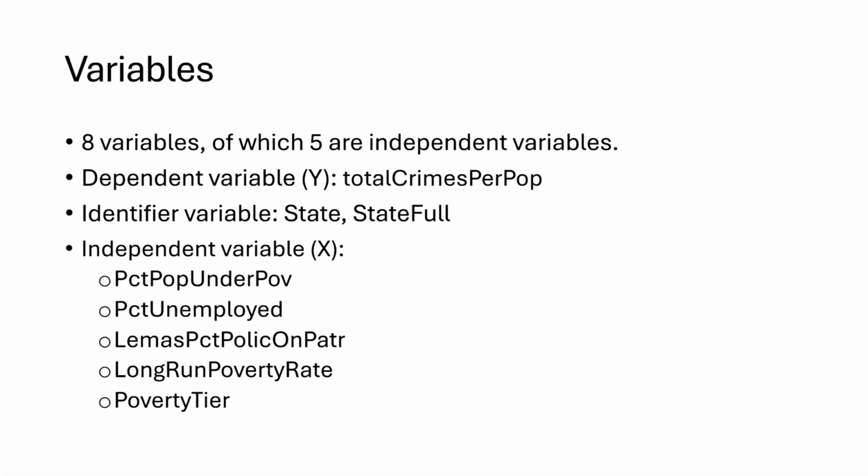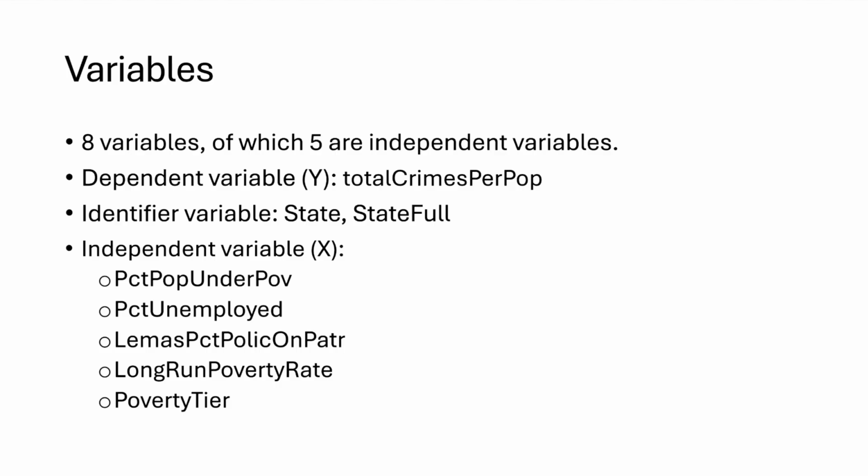The variables state and stateful are 2 identifier variables. State is an abbreviation of the state in the United States. There are 39 different states in this dataset, and it is a categorical variable. Stateful gives the full name of each state, which corresponds to the abbreviation in the state column. The variable is also categorical.